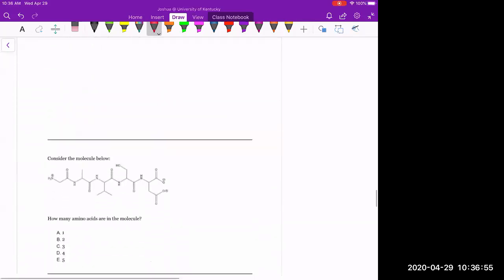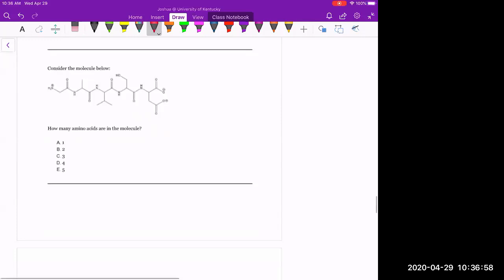Next question. Consider the molecule below. How many amino acids are in the molecule? Go through and look for peptide bonds. 1, 2, 3, 4. Okay, 4 peptide bonds.